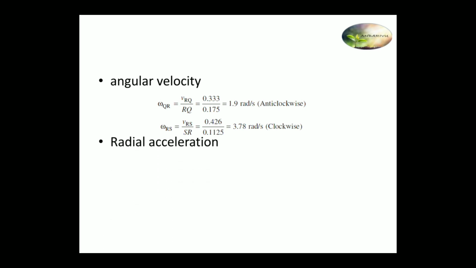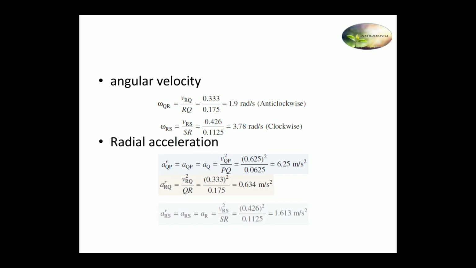Next, radial acceleration. We know the velocity values of PQ, QR and RS, so we can find the radial acceleration. Acceleration equals velocity squared by distance. We can find the radial acceleration of QP, RQ and RS.